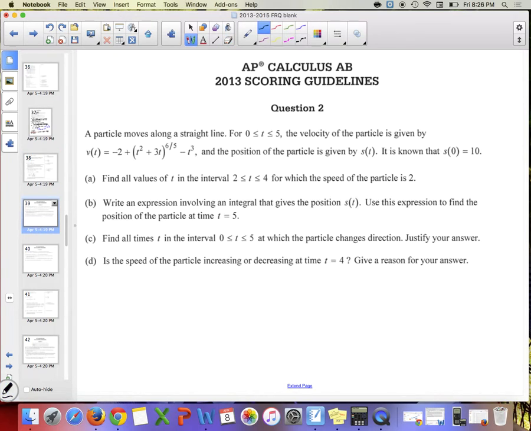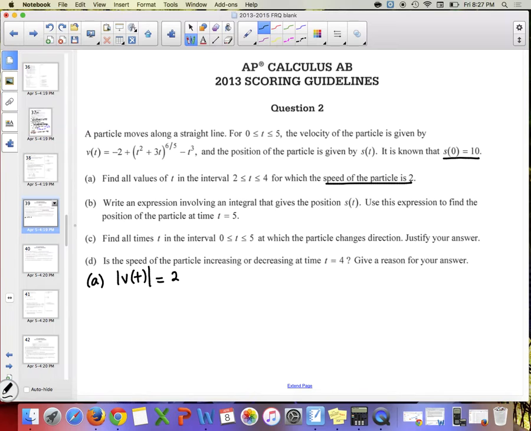So it says a particle moves along a straight line. For time 0 to 5, the velocity of the particle is given by v of t equals that whole big long thing, and the position of the particle is given by s of t. It is known that s of 0 is equal to 10. Okay, that's our initial condition. So part A says find all values of t in the interval 2 to 4 for which the speed of the particle is 2. Okay, so if the speed is going to equal 2, that means that the absolute value of v of t has to equal 2. Okay, so we need to find that.